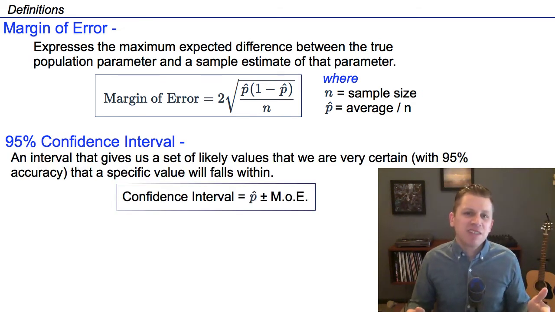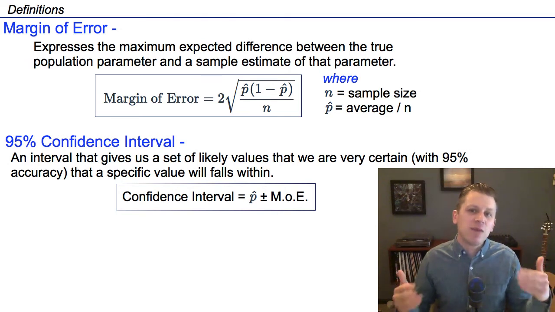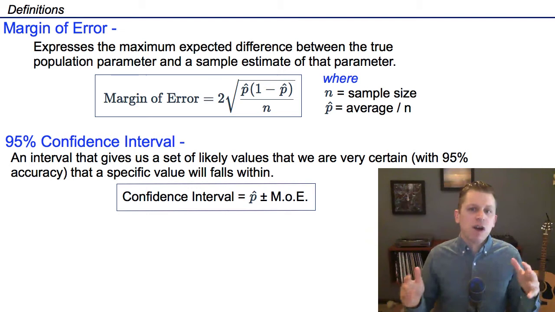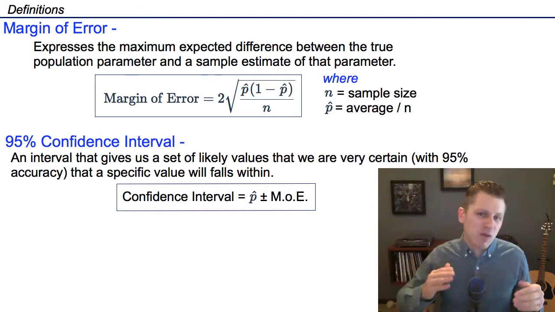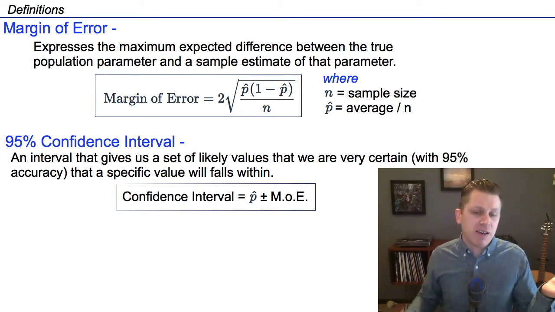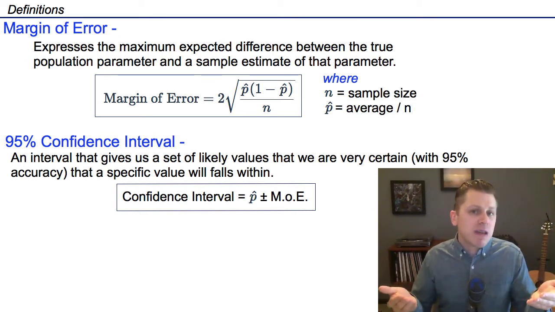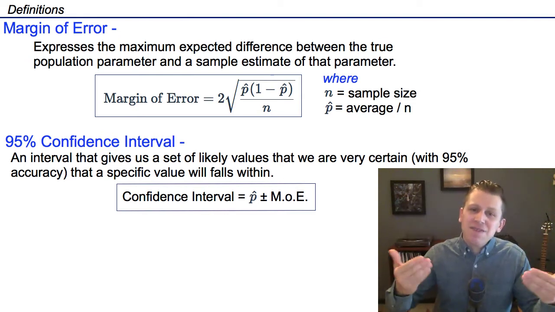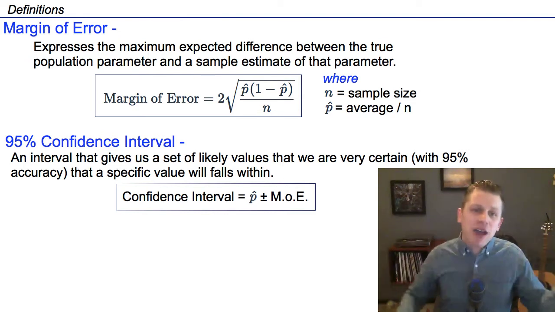A 95% confidence interval is an interval that gives us a set of likely values that we are very certain that a specific value falls between. So what we want to do for the confidence interval is find the maximum value for the population and the minimum value. In regards to the Justin Bieber example, we know that we got 25%, but it's likely that if I did this again, there'd be a higher value and a lower value.